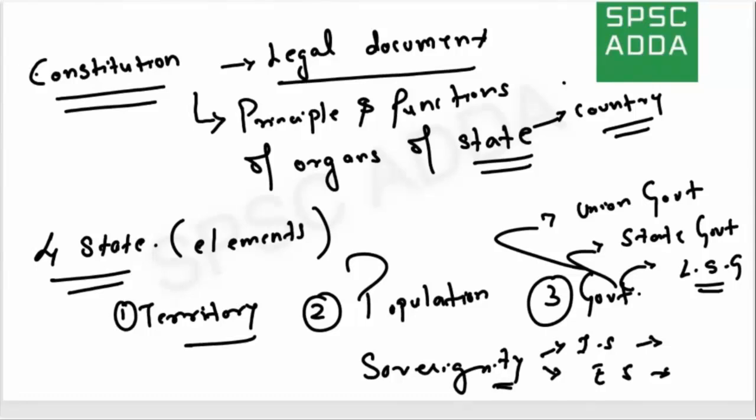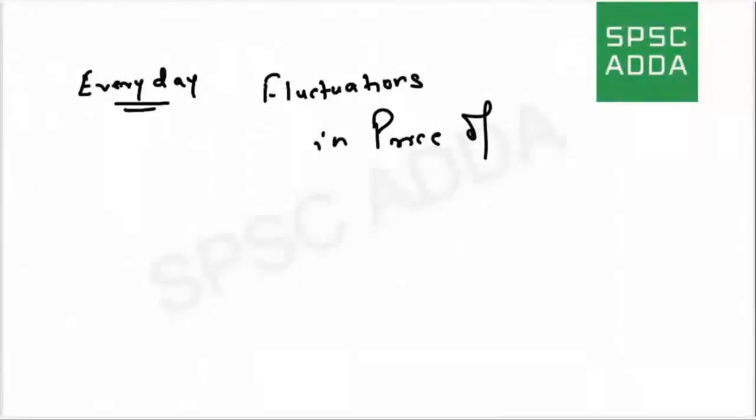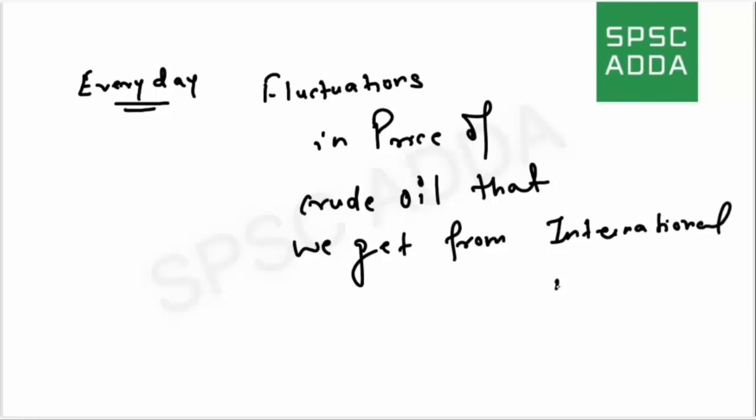Now, Sonam, I'll give you an answer to that. Every day there is fluctuation in the price of crude oil that we get from the international market. For example, if it is $100 billion for one barrel, I'm just stating an example, tomorrow it can be 200 billion, the day after it can be 150 billion. So there are fluctuations in the prices of oil that we get from the international market, and it happens every day.